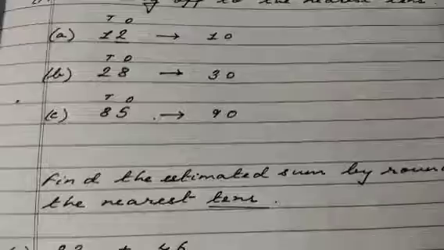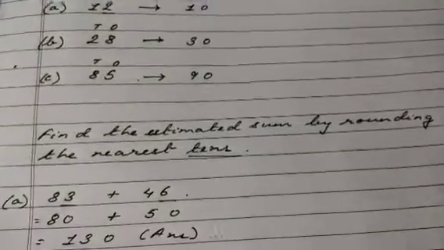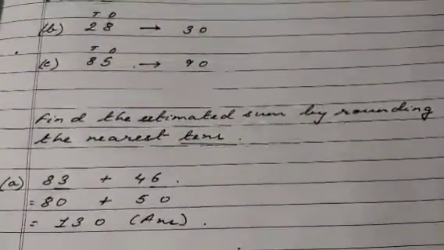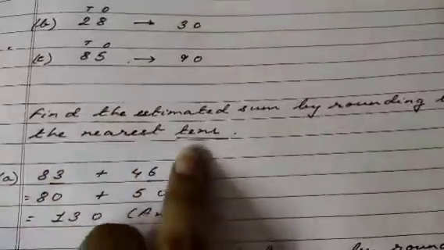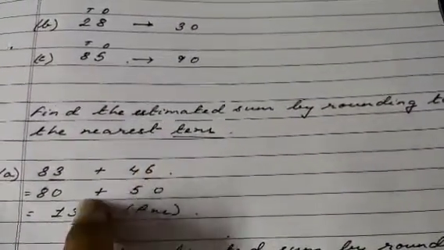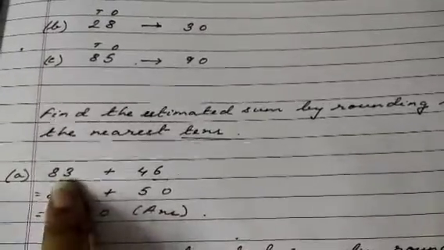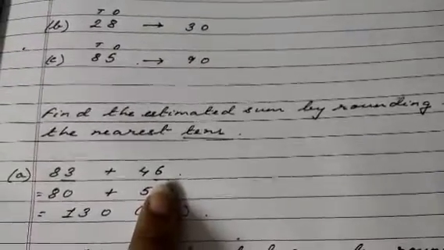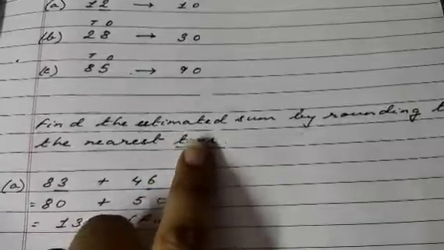Okay. Now let's go to the sum. Sum means addition. Find the estimated sum by rounding to the nearest tens. In case of sum, what you have to do? 83 plus 46. Here, simple addition will not do because in the question it is asked about the estimated sum.